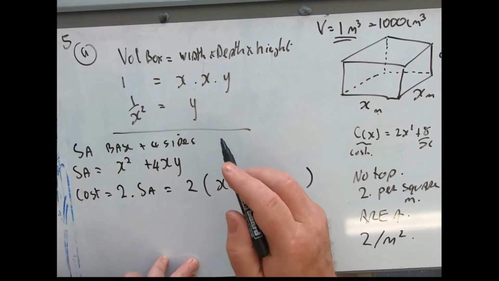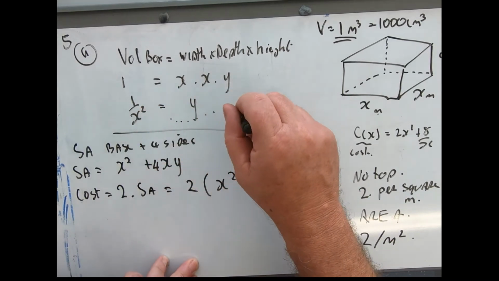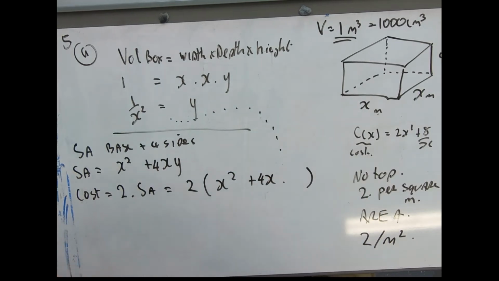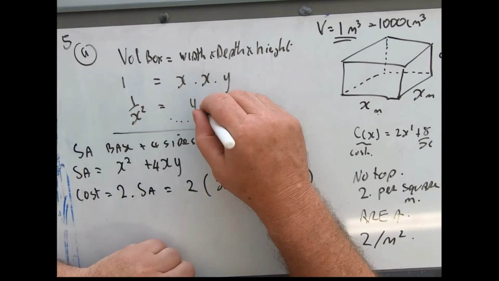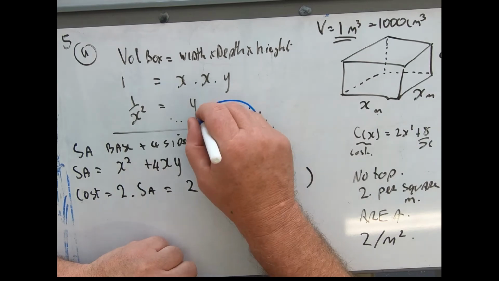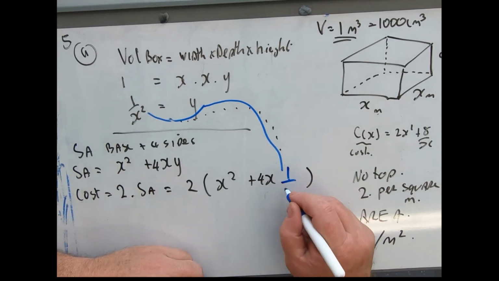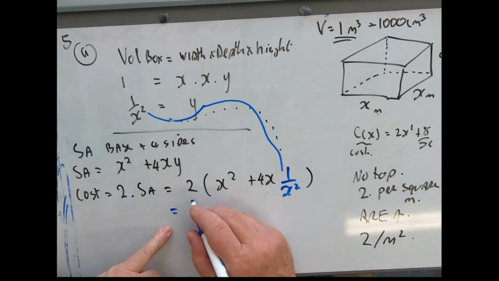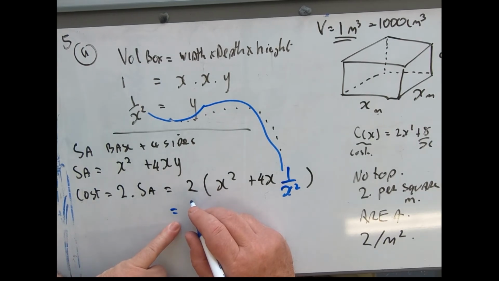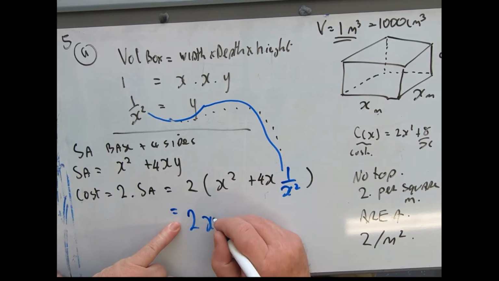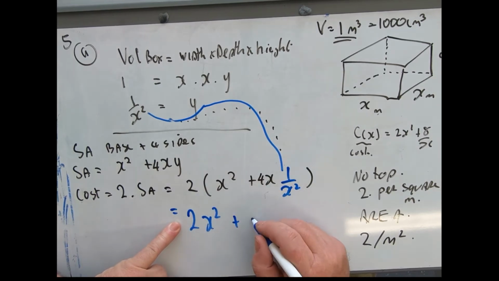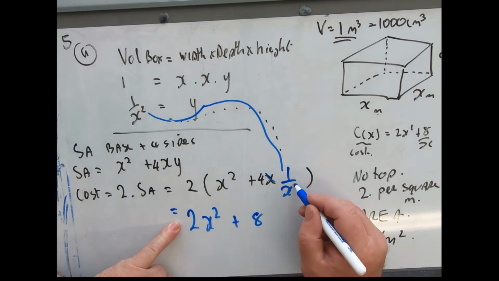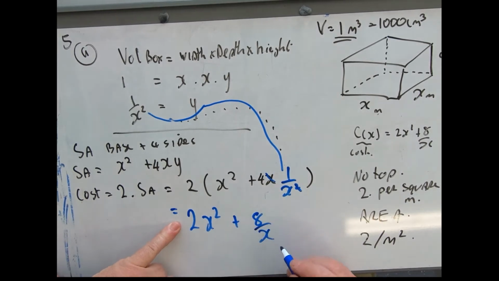Now, what am I going to put instead of y? I'm not going to put y, I'm going to put 1 over x squared. So it is 2 times x squared plus 2 times 4 is 8, and hopefully everyone can see that this is 8 on x. And this is correct. We have done that part.